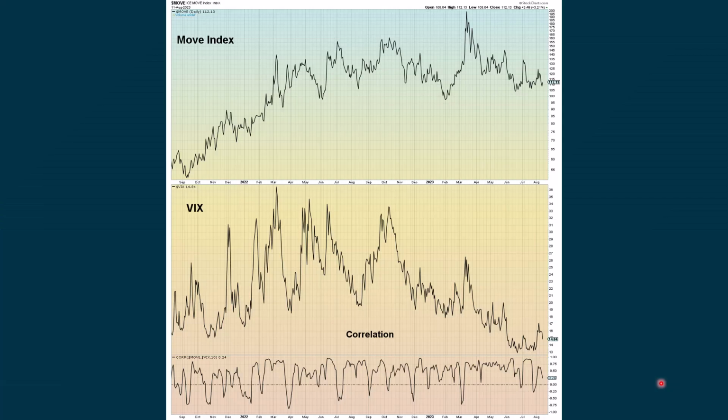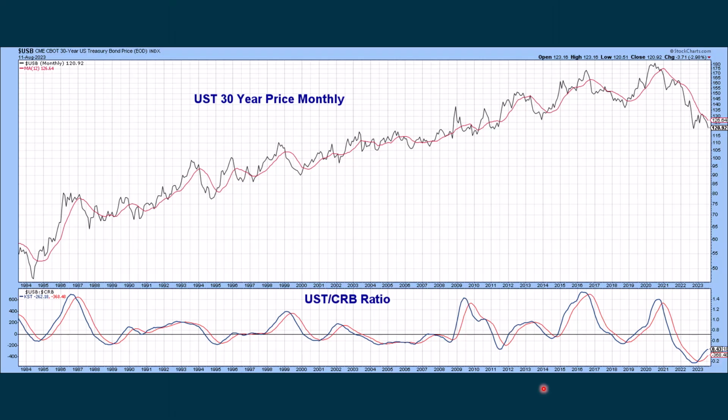We look at the MOVE index, which measures the volatility of bonds. Below that is the VIX, which measures the volatility of stocks. And then at the bottom, we have a correlation between the two, where they're having a slight tendency not to really go in any kind of a direction with each other right now. We look at the price of the 30-year bond and then compare it to the CRB index, showing that bonds continue to outperform the CRB index.